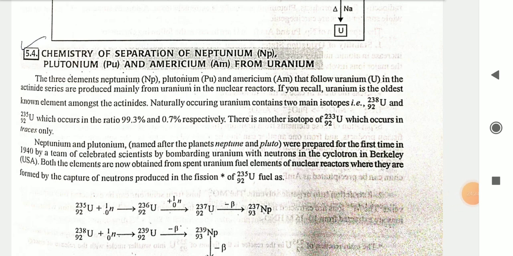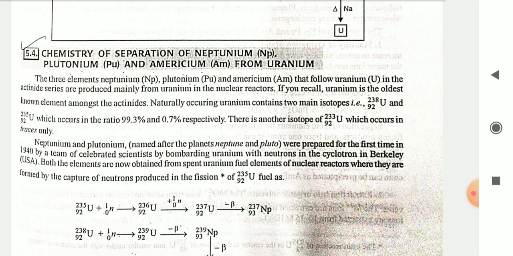Chemistry of separation of neptunium, plutonium and americium from uranium. The three elements Np, Pu and Am that follow U in the actinide series are produced mainly from uranium in the nuclear reactor. If you recall, uranium is the oldest known element among the actinides.